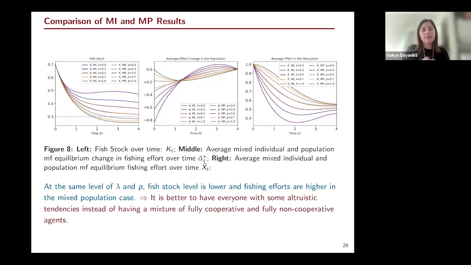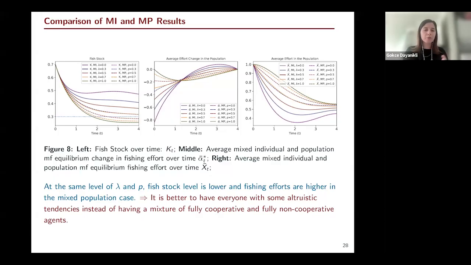So when we look at this thing, what we observe is that at the same level of lambda and P, fish stock level is lower and fishing efforts are higher in the mixed population case. So this means that actually when we have totally separated cooperative and competitive agents, there is the free riding effect, right, from the non-cooperative ones, and they are taking advantage of the cooperative agents, and this is reducing the aggregate level efforts. So then we can, for example, say that it is better to have everyone with some altruistic tendencies instead of having a mixture of fully cooperative and fully non-cooperative agents.